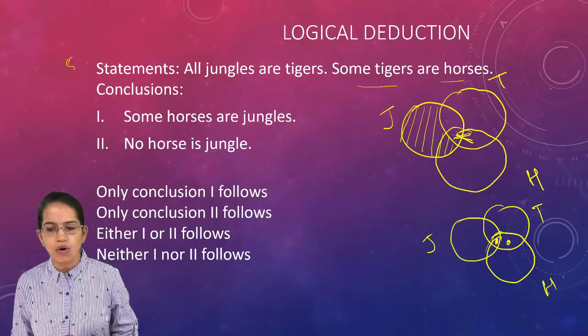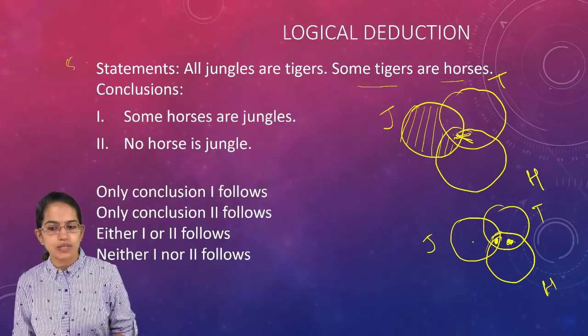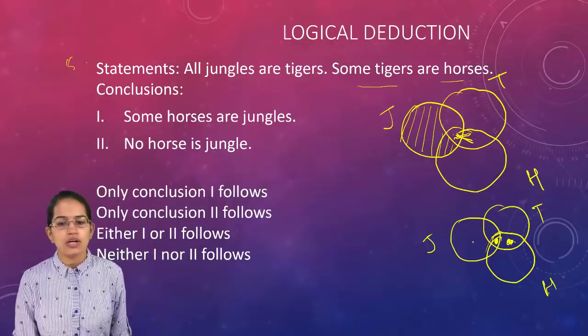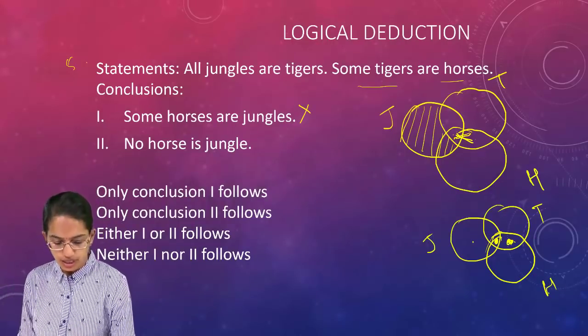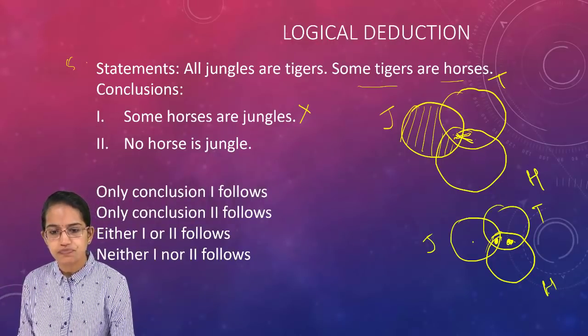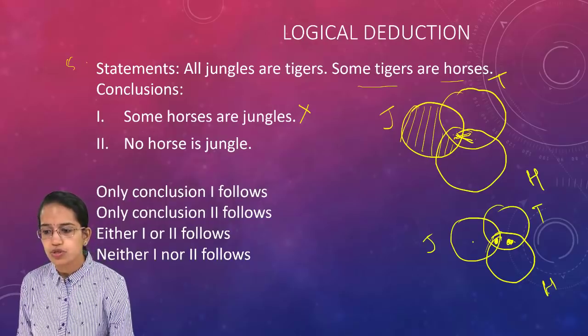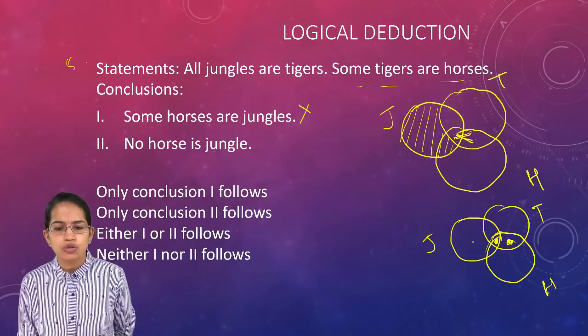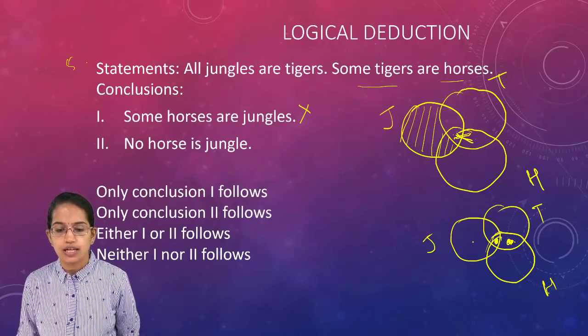When I say some horses are jungle, I cannot commit, because horses could be in this area, horses could be in this area, or in both the areas. There is no confirmed information that is available. So the first conclusion becomes incorrect. Conclusion A would not follow. Yes, Deepa has the right answer here. Great, Deepa.